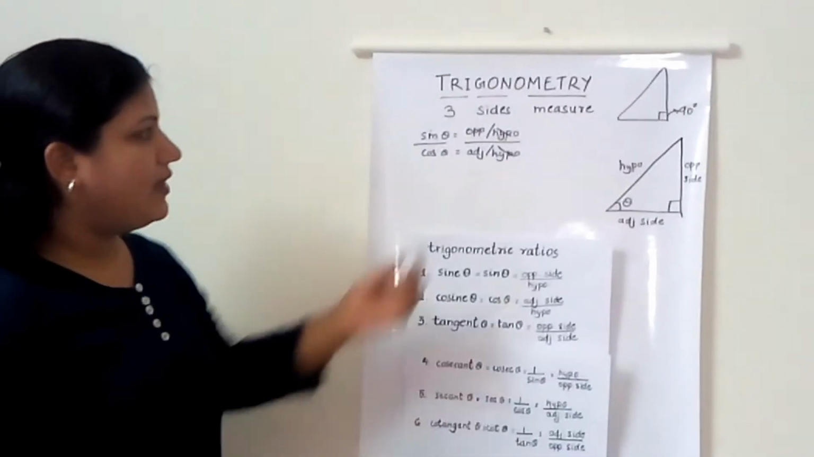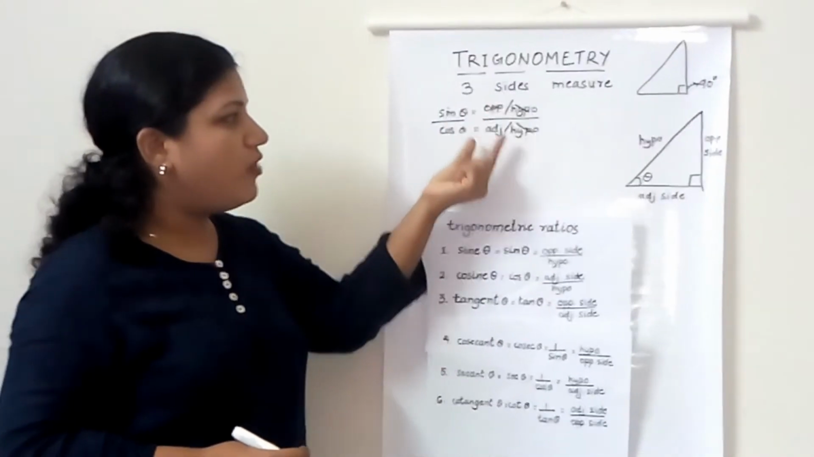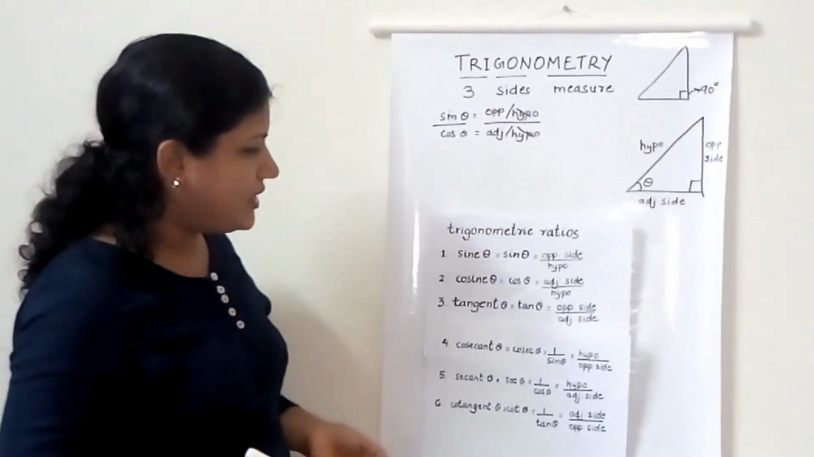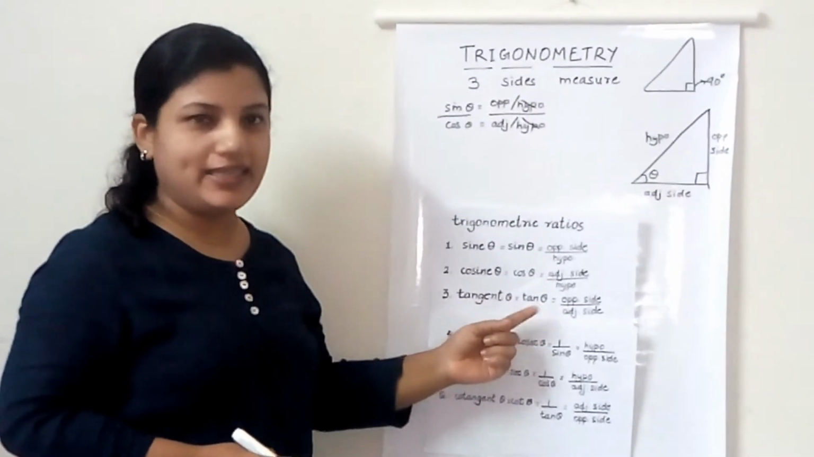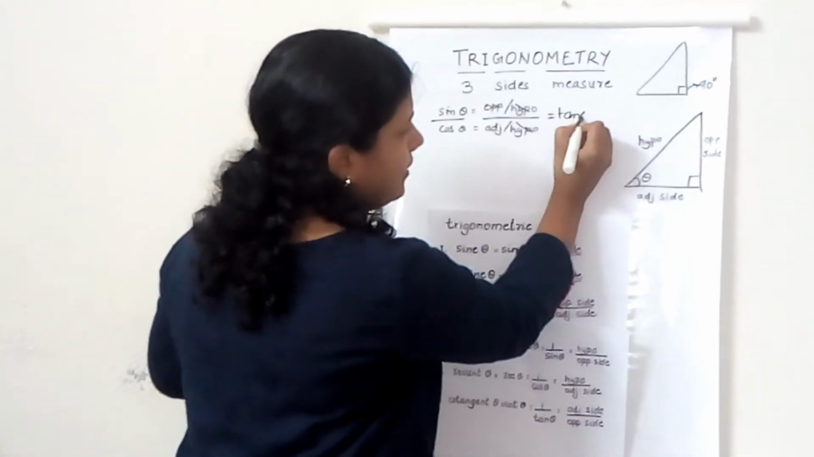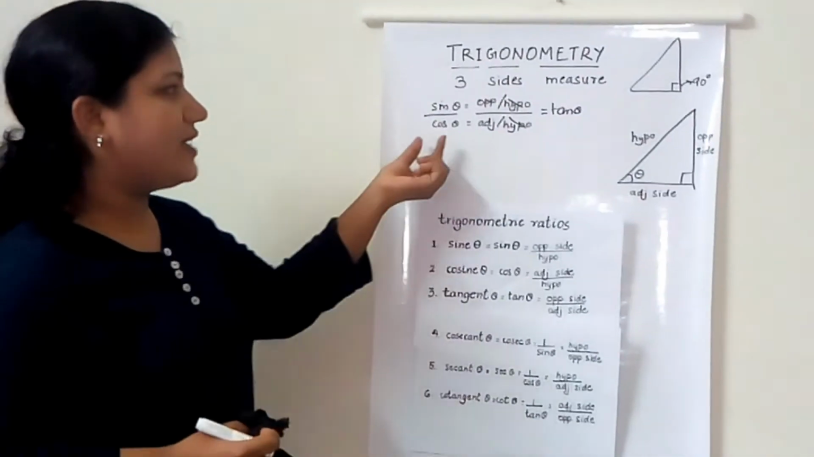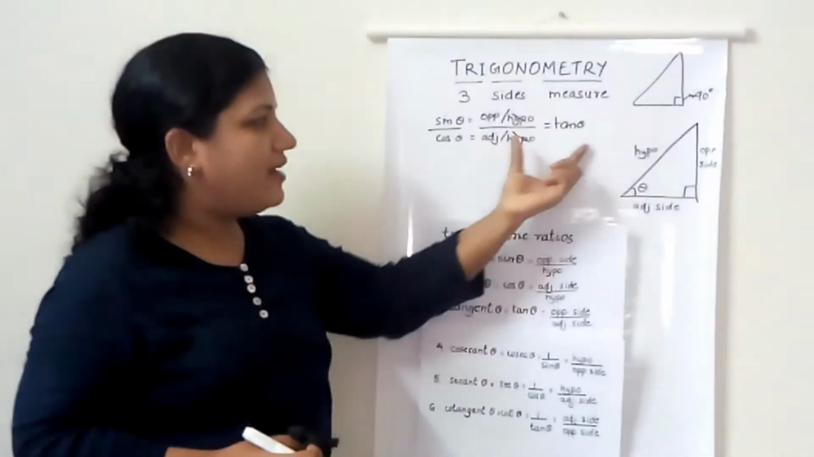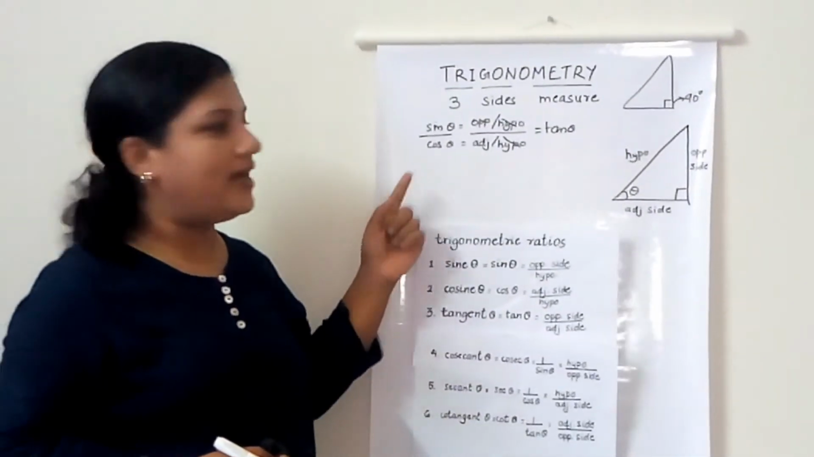Now that is something very interesting. We have already seen opposite side by adjacent side is nothing else but tan theta. So we have this is equal to tan theta. Now we have a relation that connects cos, sine and tan. So we have sine theta by cos theta is tan theta.